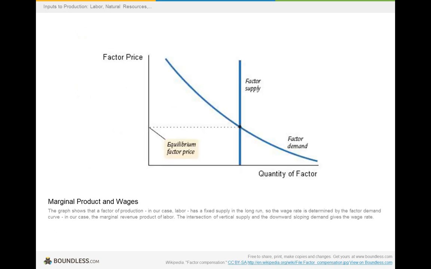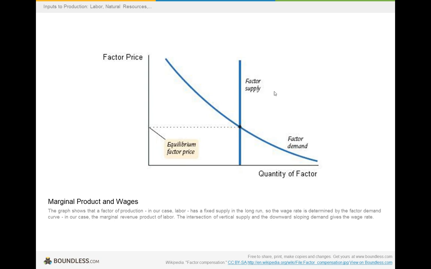So this shows you the marginal product and wages. The graph shows the factor of production, in our case labor, has a fixed supply in the long run. So the wage rate is determined by the factor demand curve, in our case the marginal revenue product of labor. So we have the demand, we have the supply, and of course this is the equilibrium. Over the long run, so this would be possibly years, for this particular occupation, the best wage or price for their labor is going to be here.